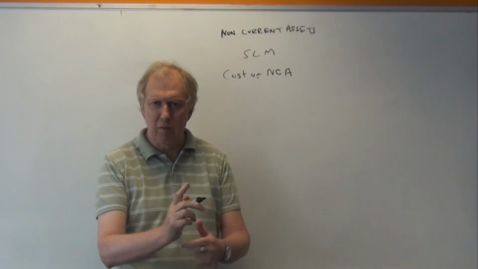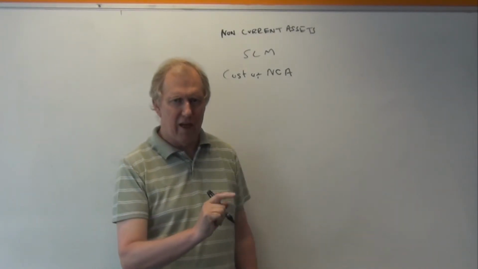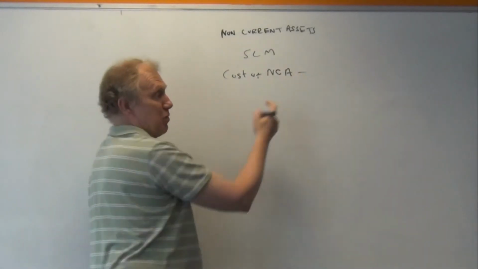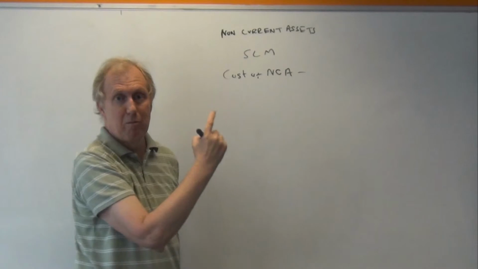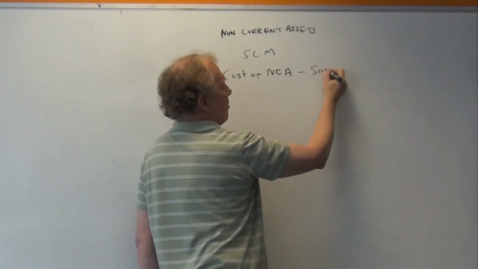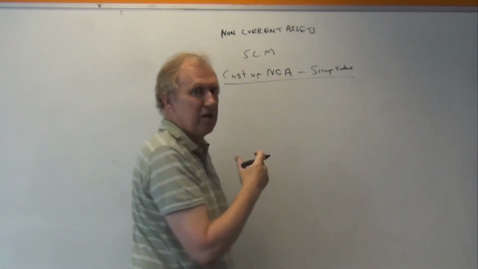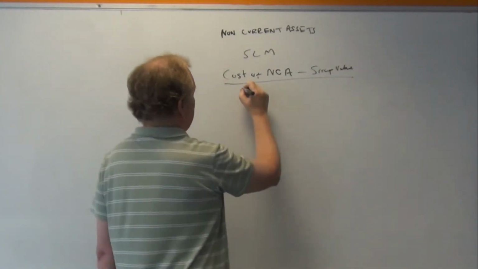Now, have a look at this. I'm making the figures up. Let's assume that the cost of my, so in other words, I'll just put that, so it's cost of non-current asset minus scrap value, divided by the number of years of life.